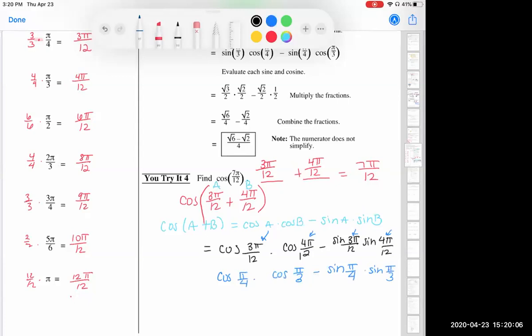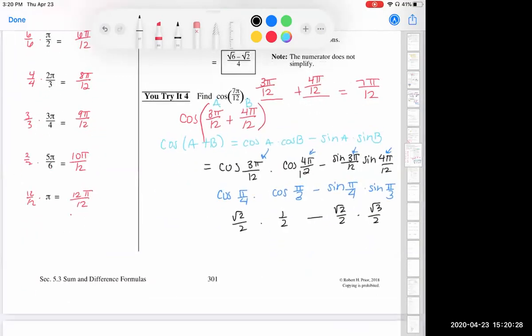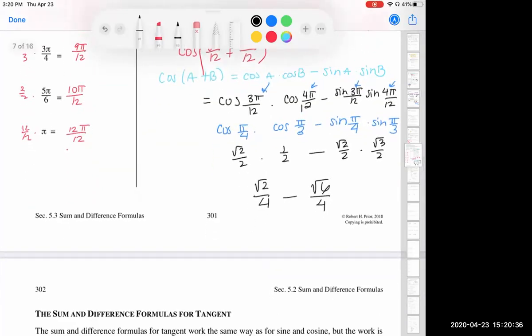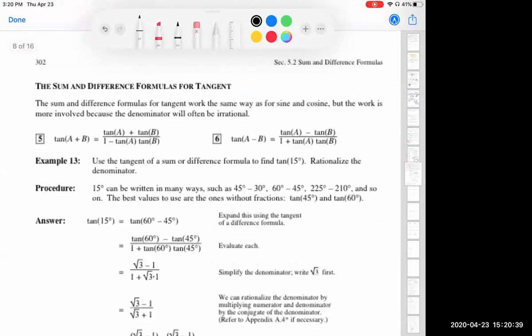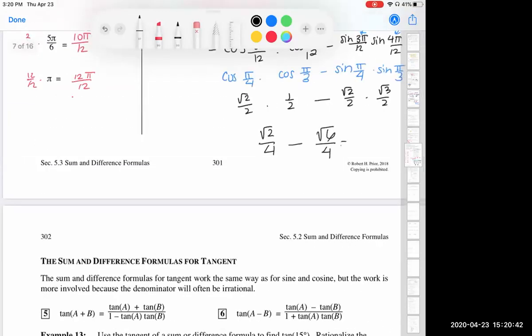And now we use our unit circle. At pi over 4, cosine is square root of 2 over 2. Cosine at pi over 3 is 1/2, minus sine at pi over 4. That gives us square root of 2 over 2 times sine at pi over 3. That gives us square root of 3 over 2. And then we multiply, we get square root of 2 over 4 minus square root of 6 over 4. They have a common denominator, so we can write it as square root of 2 minus square root of 6 over 4.